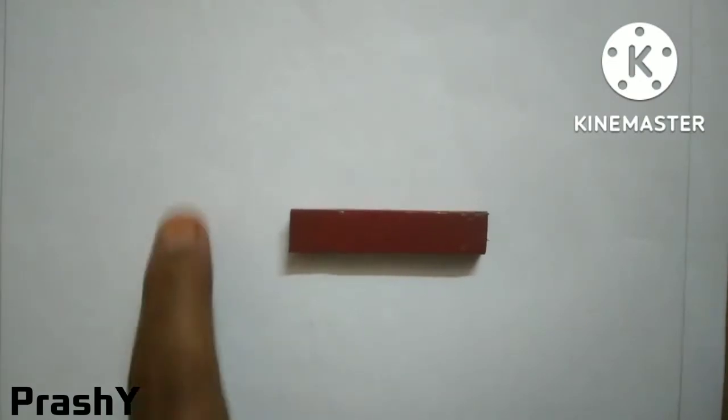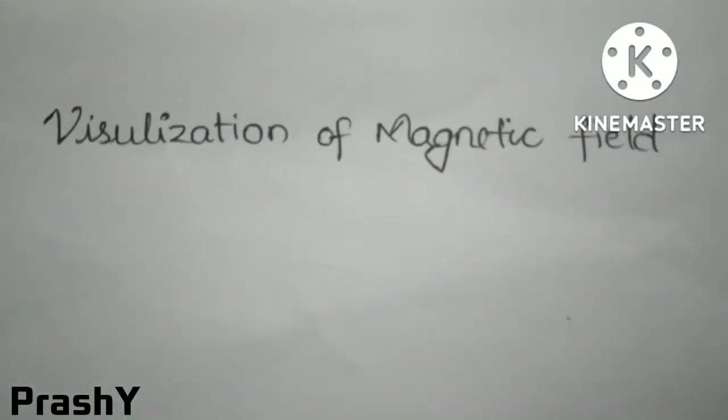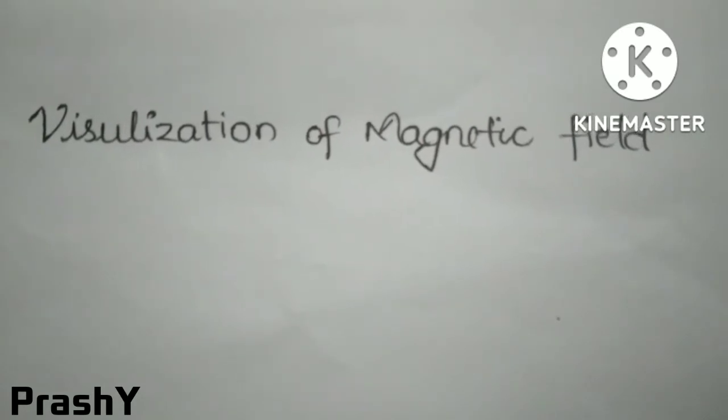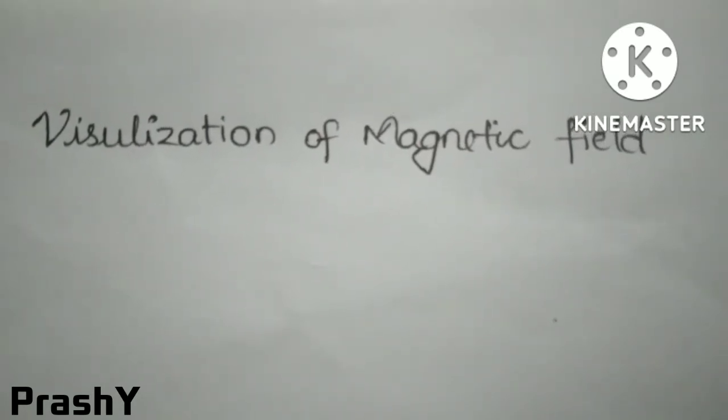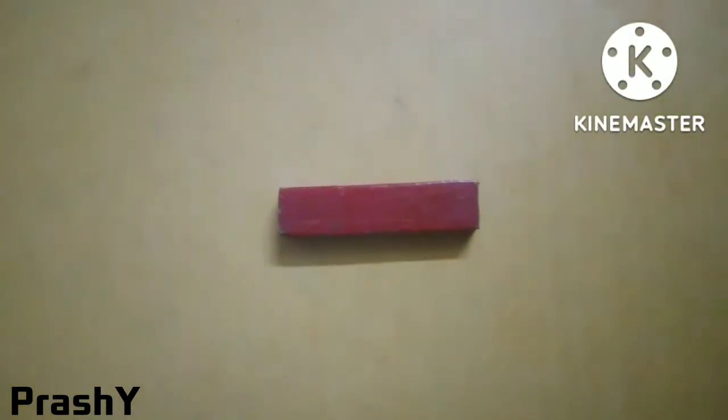Okay, let us try to visualize the magnetic field. So let us do a small activity to visualize the magnetic field. Take a bar magnet and place it on a table. Now place a thick white paper on it. On the paper, sprinkle fine powder of iron filings.